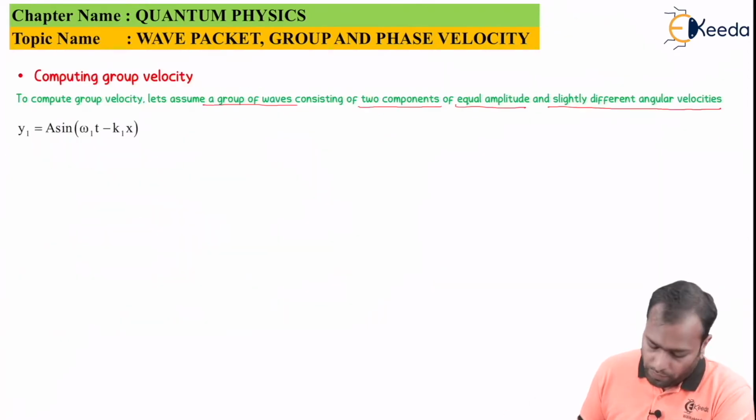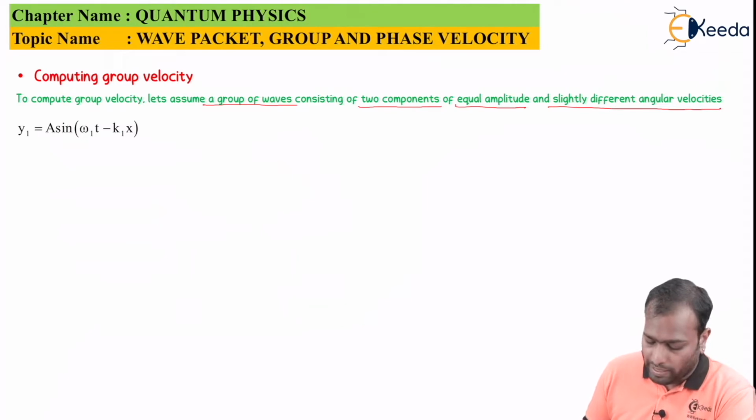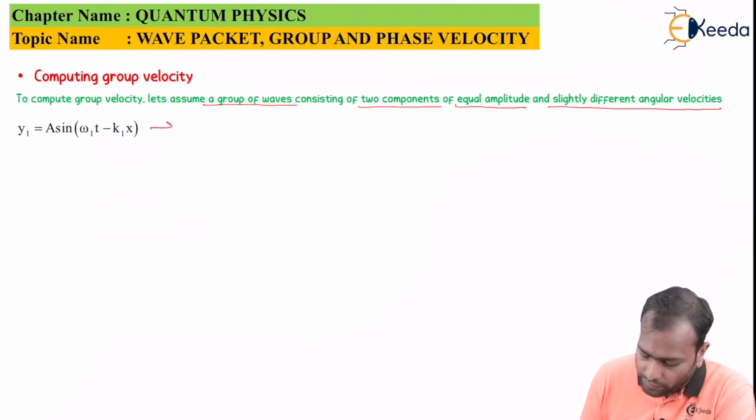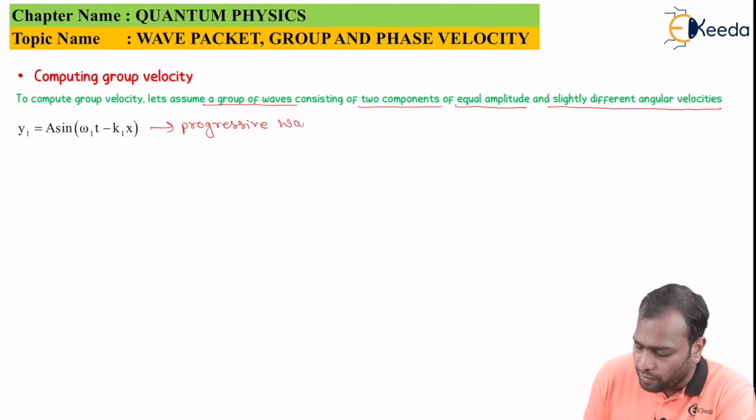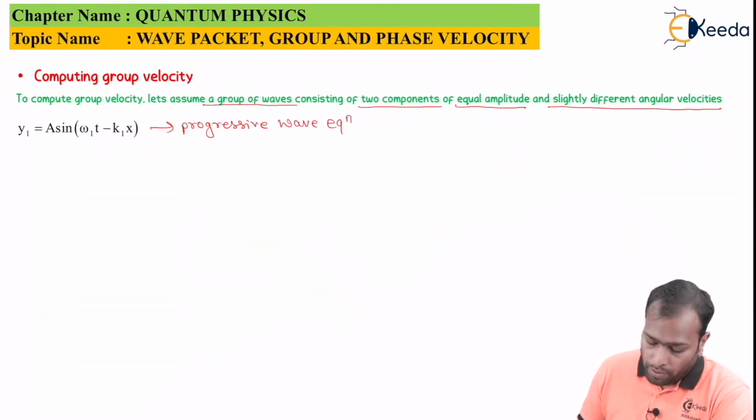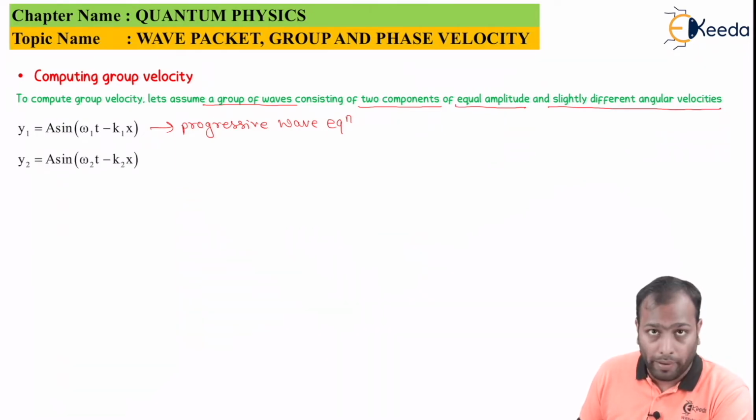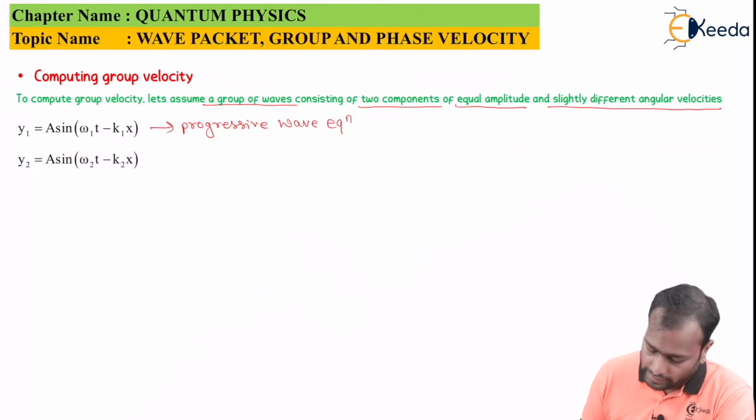Let's consider the first wave. y1 is equal to a sin(omega 1 t minus k1 x). This is a simple progressive wave equation. You have already studied this in your class 12. Another wave has y2 equal to a sin(omega 2 t minus k2 x). This is again a progressive wave equation. This is wave number 1 and this is wave number 2.